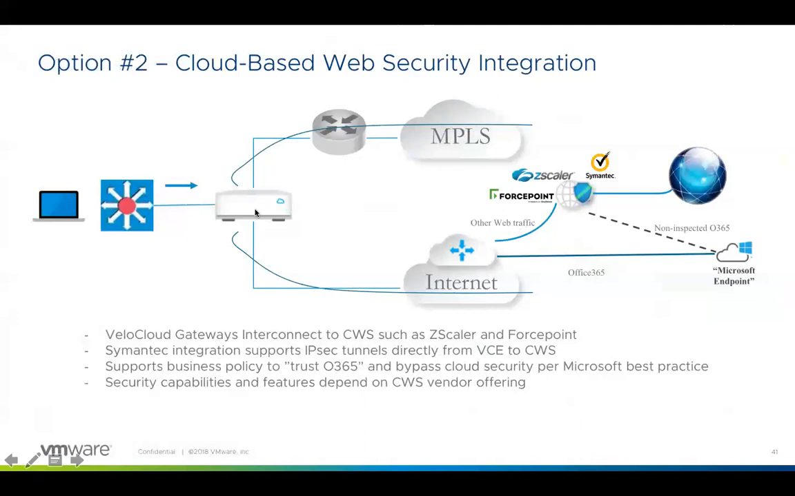With this solution, you can actually decide to optionally send trusted SaaS applications, like Office 365, directly out from the gateway, instead of filtering through the cloud security solution.